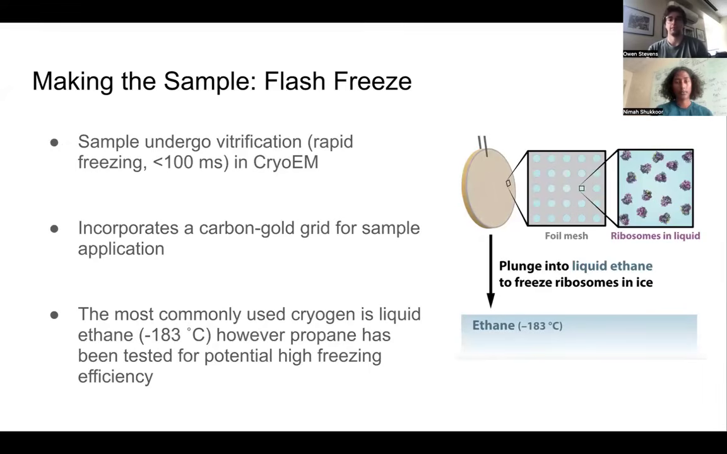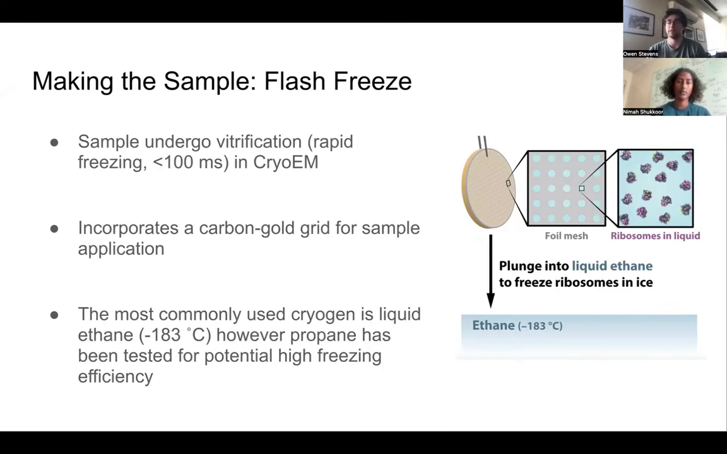So the first step in making the sample is the flash freeze process. The sample undergoes vitrification, which is rapid freezing in less than 100 microseconds in cryo-electron microscopy. As you can see in the image to the right, you have this foil mesh, which is made from a carbon gold grid for sample application. Here we see our sample is ribosomes in a liquid, and that is trapped onto the foil mesh. It's plunged rapidly into the liquid ethane, which freezes it almost instantly. And this liquid ethane is the most commonly used cryogen at negative 183 degrees Celsius.